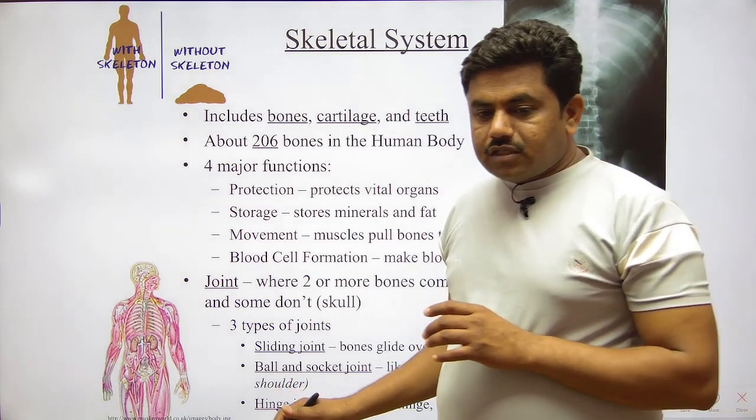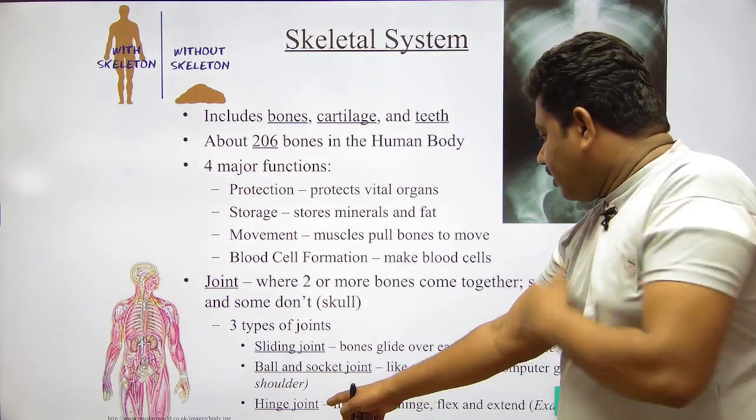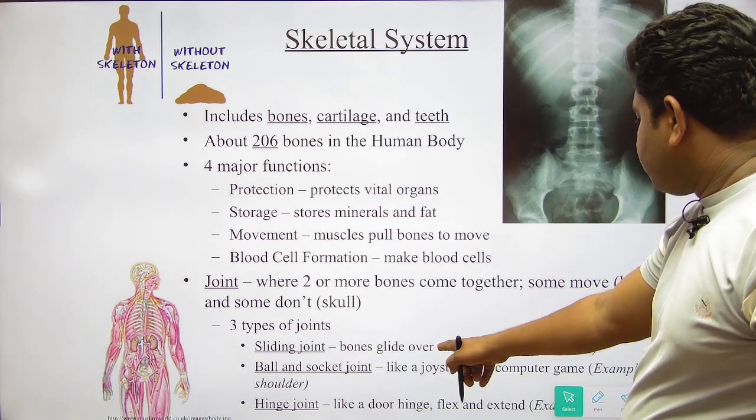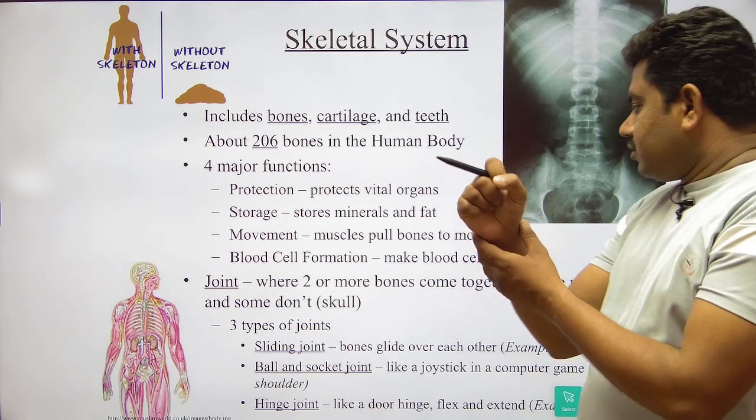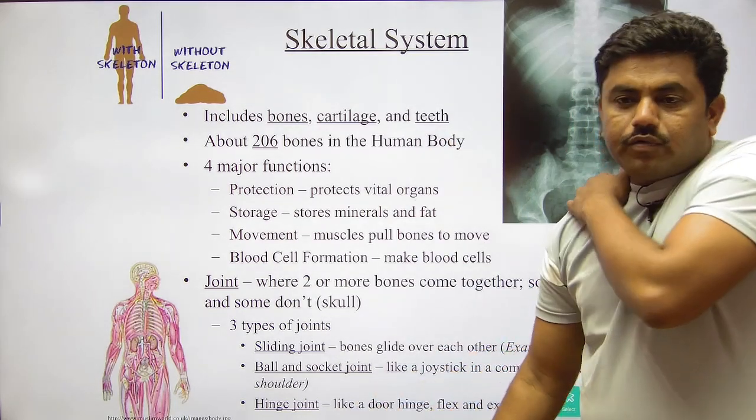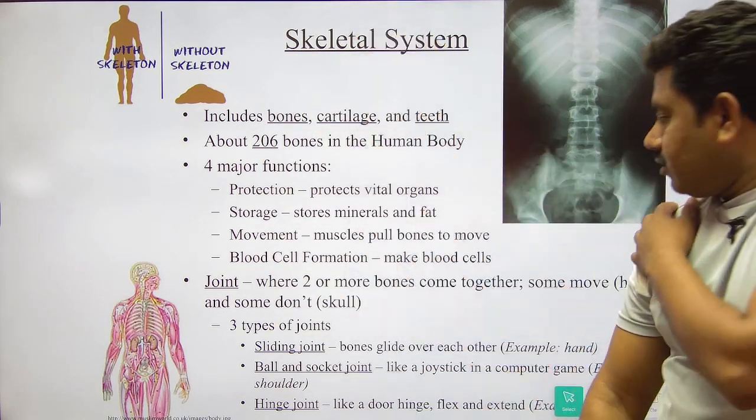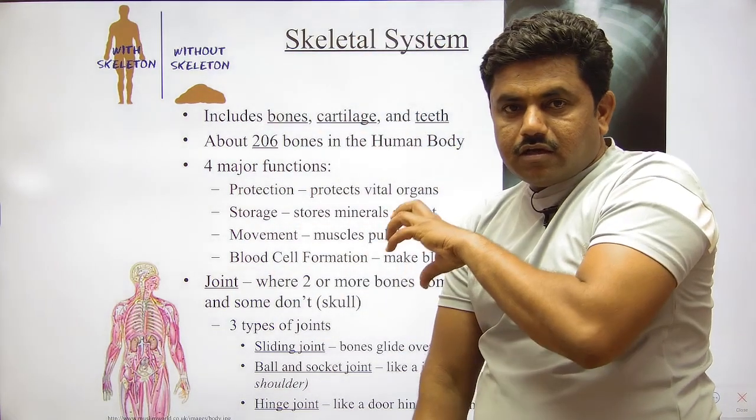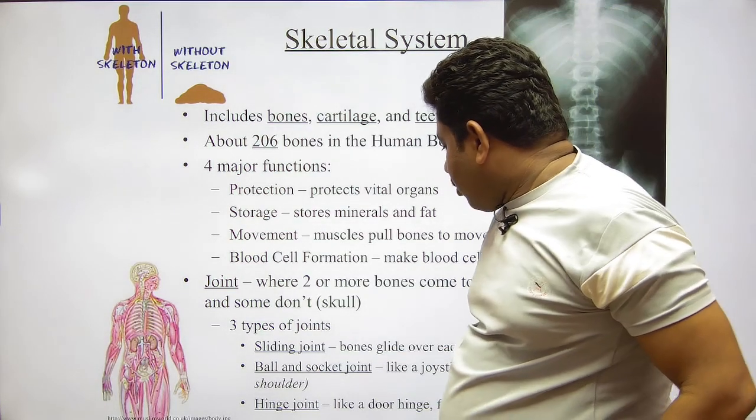Sliding joints, ball and socket joints, and hinge joints. Sliding joints are those where bones glide over each other. See here, the hand is also a sliding joint, we can say. And the ball and socket joint moves like this. Here is the ball and here is the socket, and the ball-like structure of the bone sits inside, and that's why it is called a ball and socket joint.